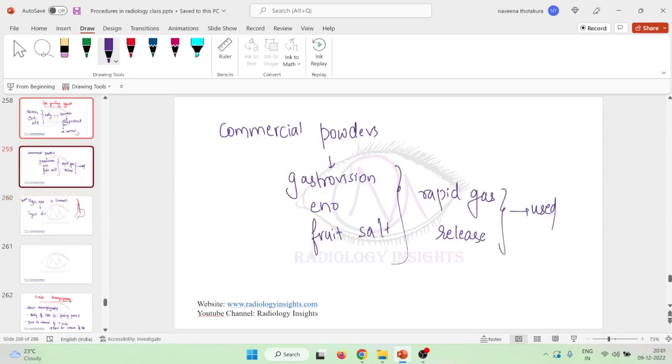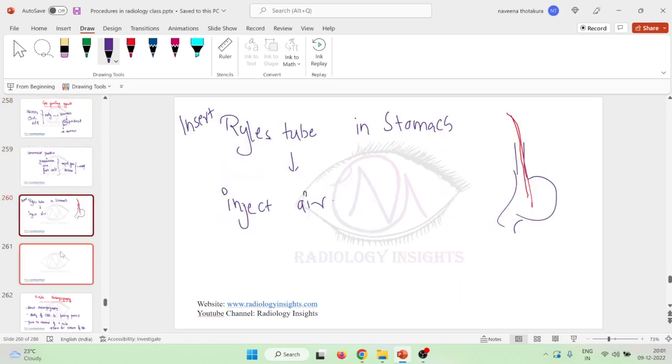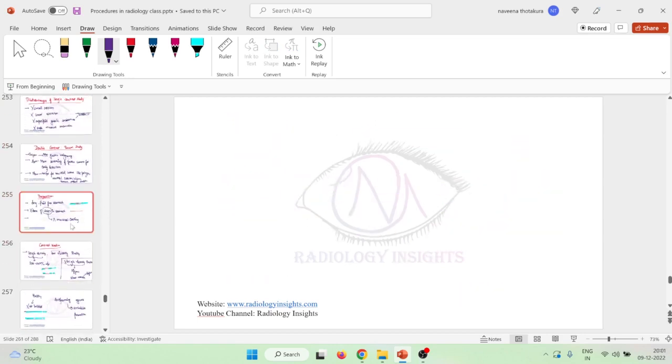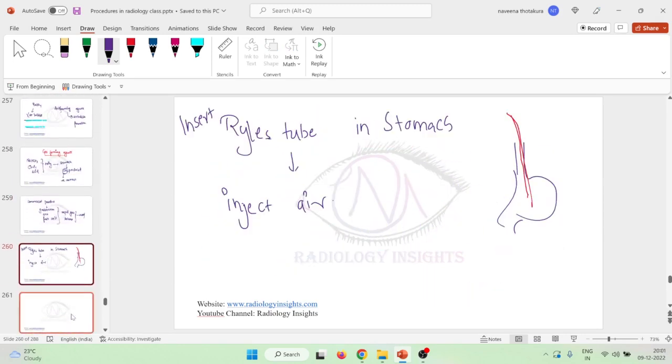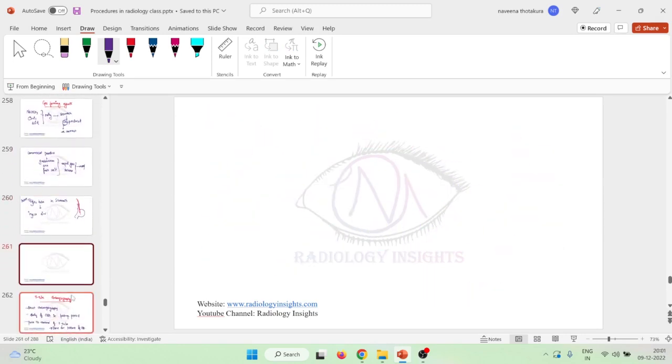So this is the second agent. These are two agents. One, you use normal contrast media, and second, you use this gas forming agent. So we call it a double contrast study. Then along with that, we can also use some smooth muscle relaxants for these double contrast studies.